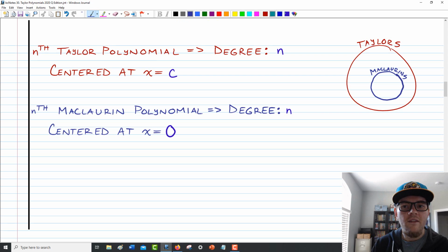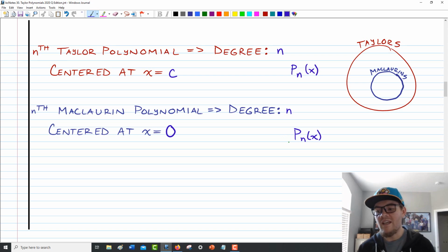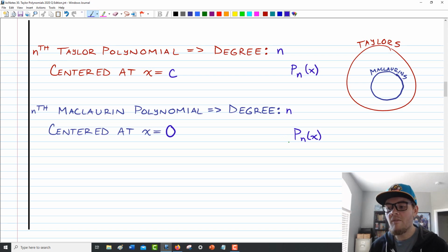In addition to that, the notation we use to describe both of these things, the nth Taylor polynomial or the nth Maclaurin, oftentimes we'll describe both of them as p sub n of x, and that could be true for either one. The center wouldn't be relevant, that would just be the name that we call them. We say p sub n of x, that's the nth degree Taylor polynomial, or the nth Maclaurin polynomial. So either way is perfectly fine.